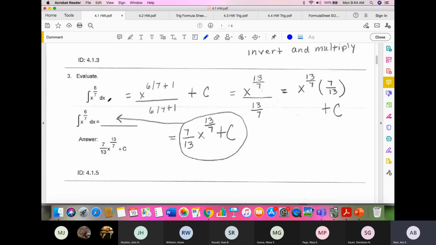And it looks like I forgot to put it in here. Want to make sure you're writing in those constants of integration on test 3, which is on the 2nd of December. It's the first Wednesday after Thanksgiving break. So 6/7 plus 7/7 is 13/7. We divide by 13/7. Add a constant of integration. We now have a complex fraction here.